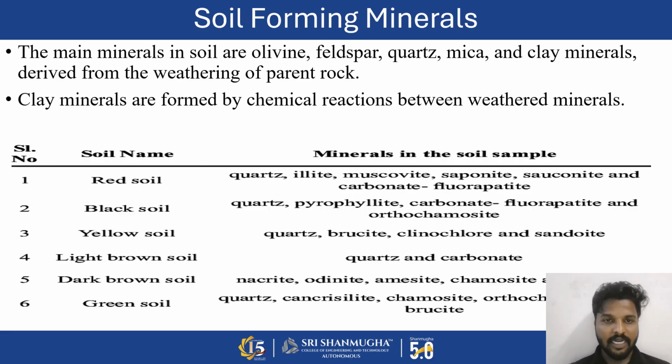In red soils, minerals like quartz, halite, muscovite, saponite, sauconite, and carbonate fluorapatite are seen. In black soils, you can see minerals like quartz, pyrophyllite, carbonate fluorapatite, and orthochamosite. In yellow soil, minerals like quartz, brucite, clinochlore, and sandoite can be seen. In green colored soils, you can see quartz, chrysotile, chamosite, orthochamosite, and brucite. These are the examples for minerals which are seen in the different types of soils.